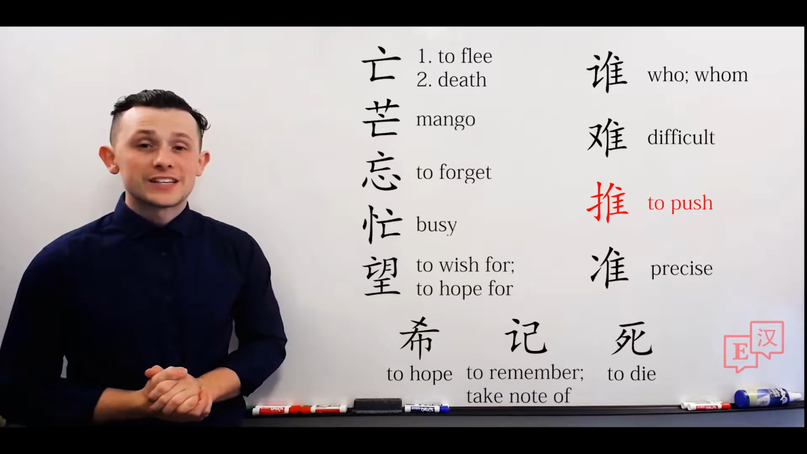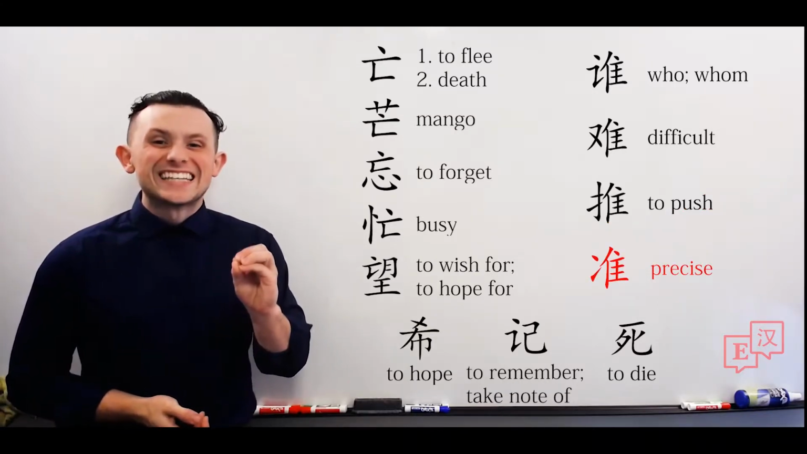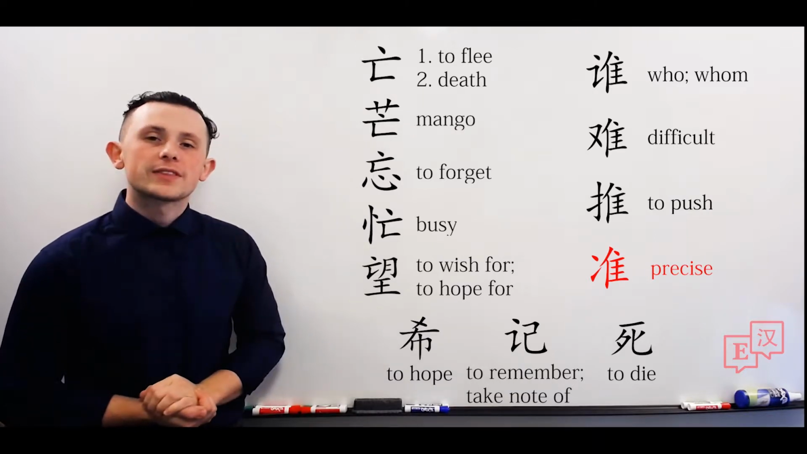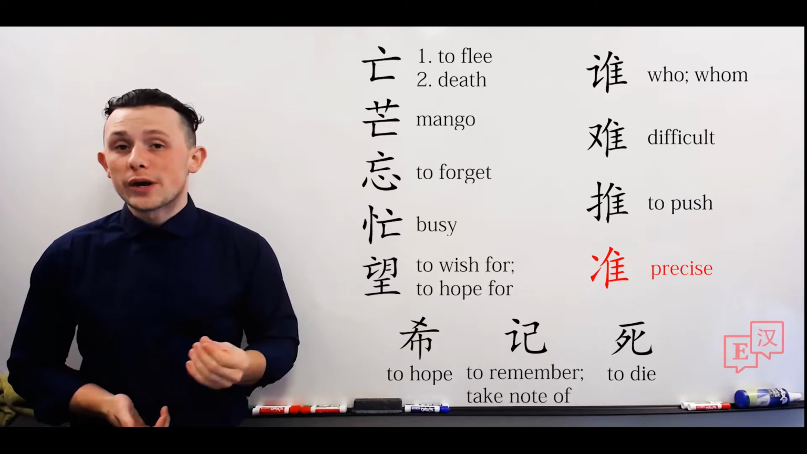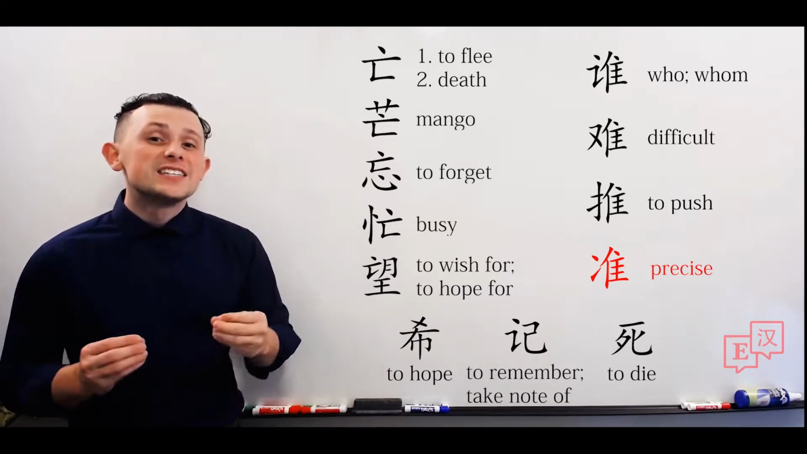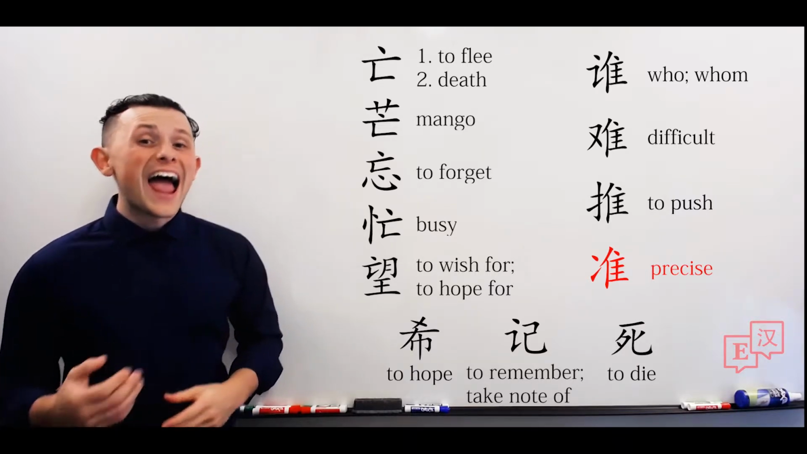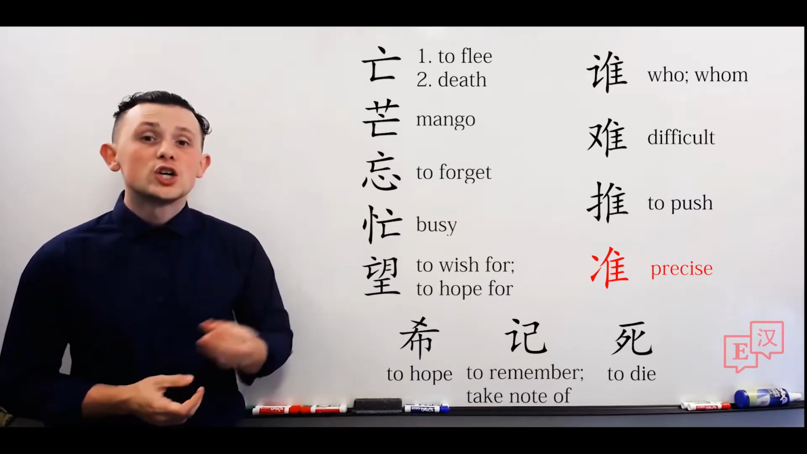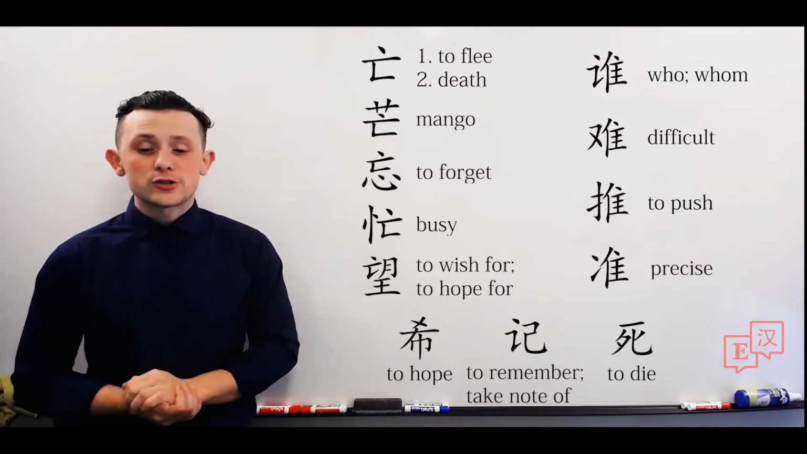And our last character in this set, Juin. This character with the ice radical we see in jue, meaning to determine, means definite or precise or accurate. Juin.